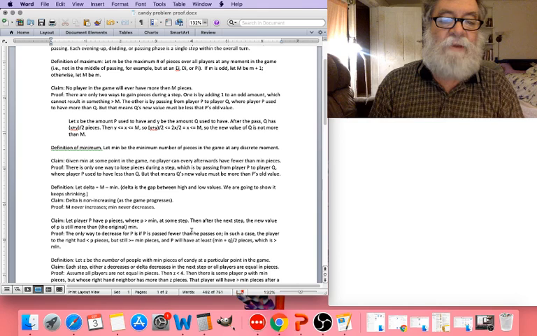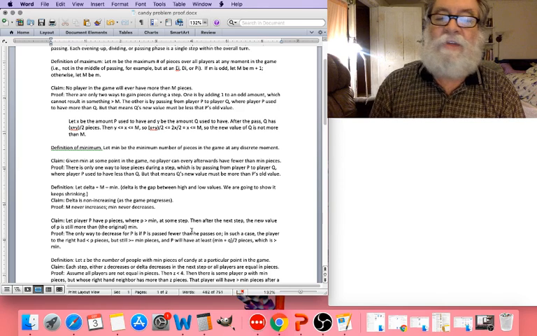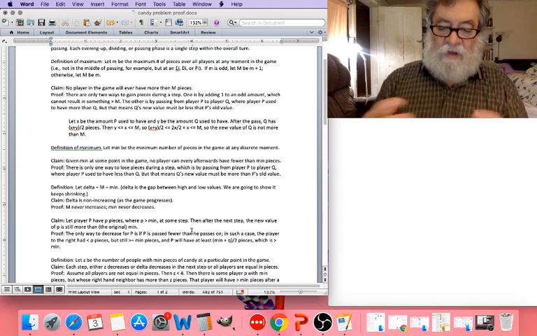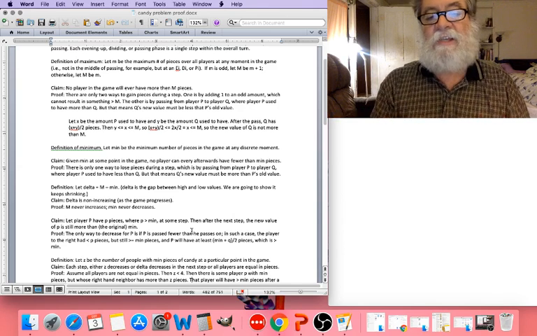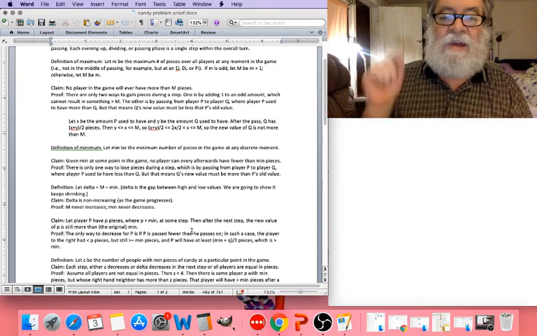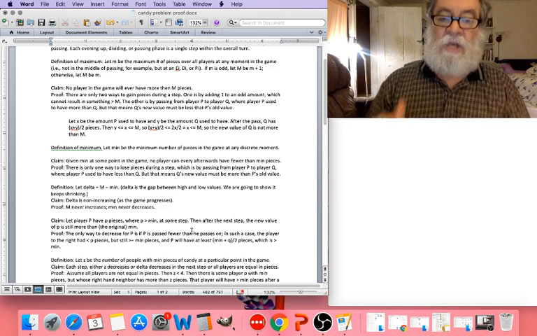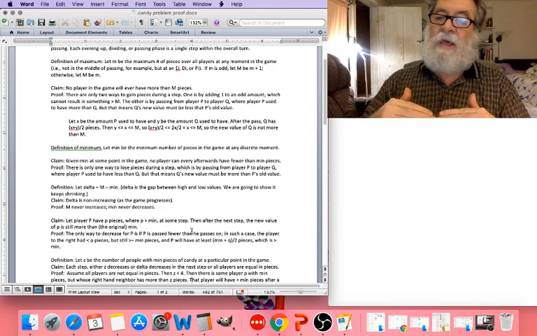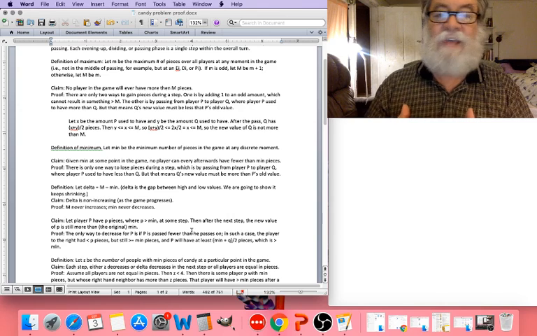Okay. Then the next claim is really important. Let player P have p pieces, which is greater than the minimum. Then after the next step, it still has to be greater than that original minimum. So if I look at the game at a certain point in time and the minimum number of pieces is 6, and somebody else has more than 6 pieces, they can never fall after that down to 6. They can never get as small as 6. So once something moves away from the minimum, it can never fall back to it.